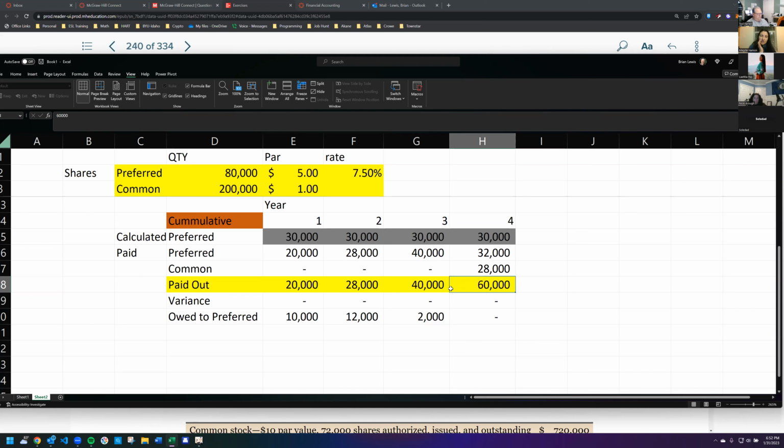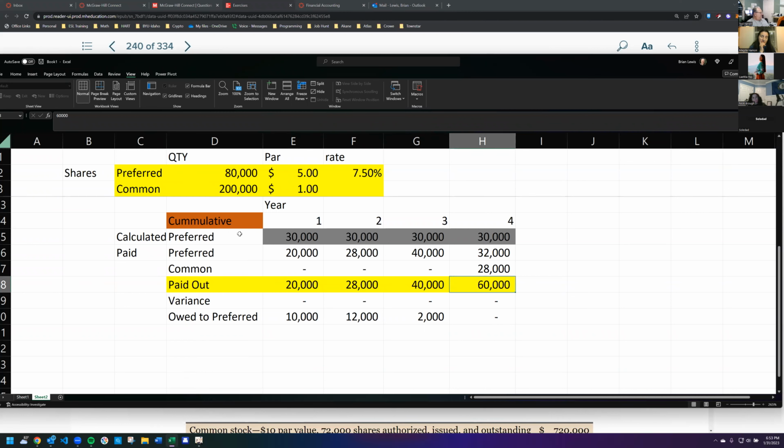Yeah. So the cumulative is only on the preferred part. The common always gets, let's say, what is left over. Exactly. So on the cumulative side, well, even on the non-cumulative side, the preferred always gets first dibs at the dividends, whatever they happen to be. And then anything left over goes to the common shareholders.